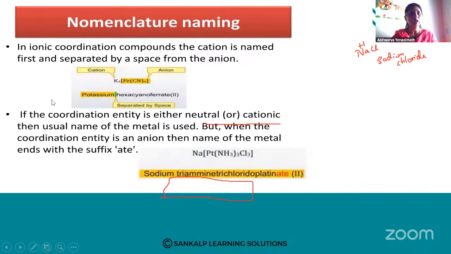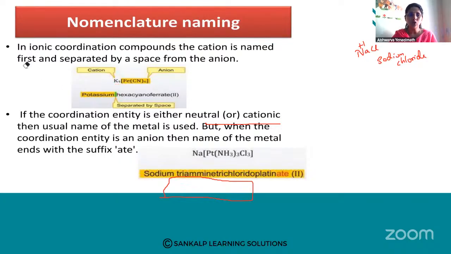Then, in case of ionic coordination compounds, the cation is named first and separated by a space from the anion. Look at this example here, K4 is written first, then FeCN6. This is the coordination entity. So the cation comes first, the anion is here. In ionic coordination compounds, the cation is named first and separated by space. You can see here green ink is shown. It is separated by some space.